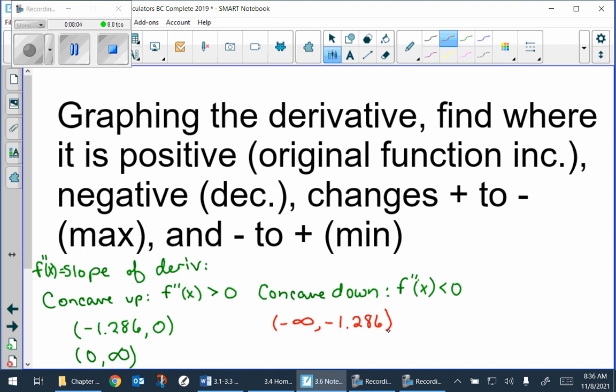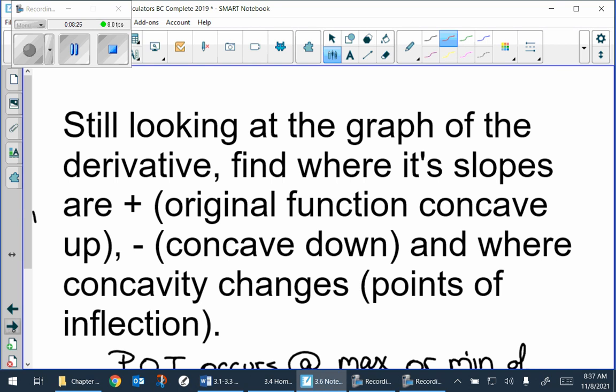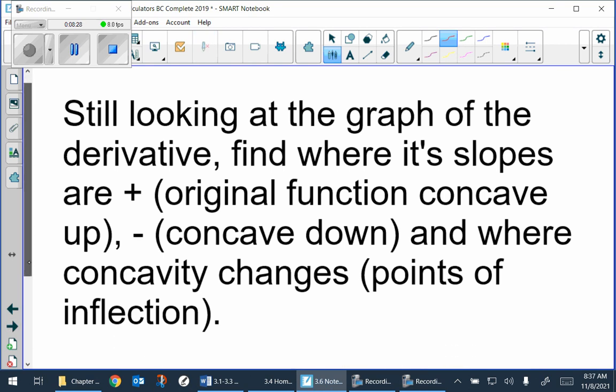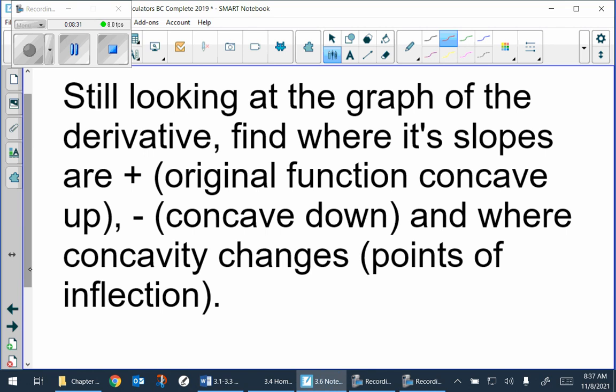I'm sorry, I do believe I'm on the wrong slide here, aren't I? All right. I want point of inflection. And I really mean to be on this slide and writing this stuff on this slide here. Looking at the graph of the derivative, find where its slopes are positive. That means the original function is concave up. Negative, where the original function is concave down. And where concavity changes, those are points of inflection.